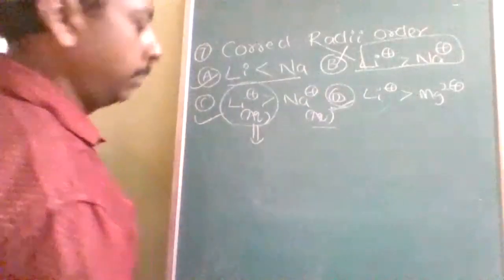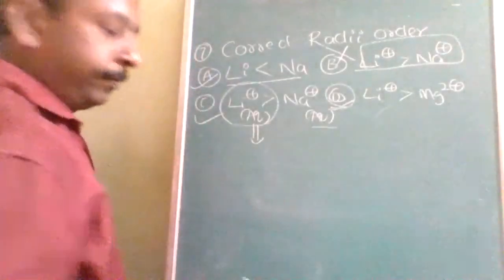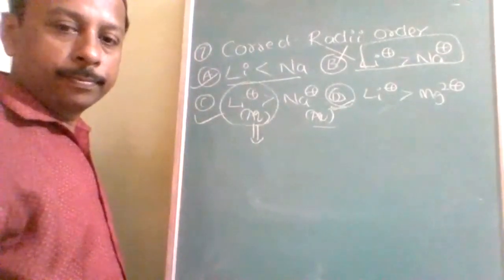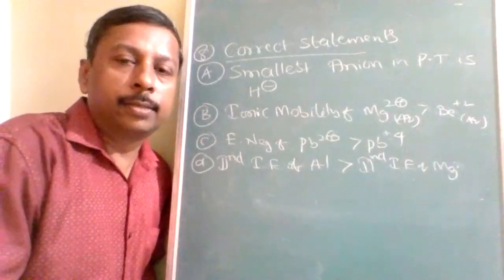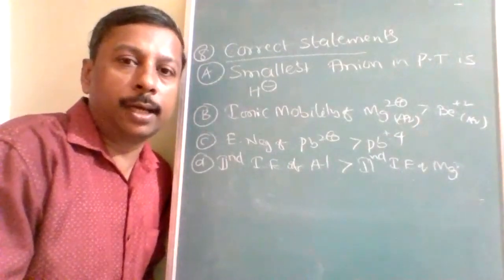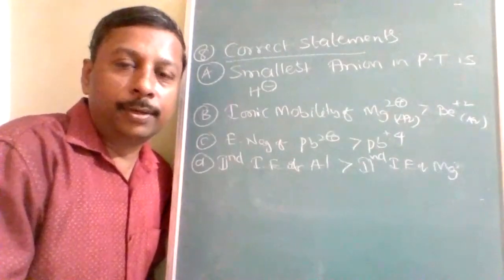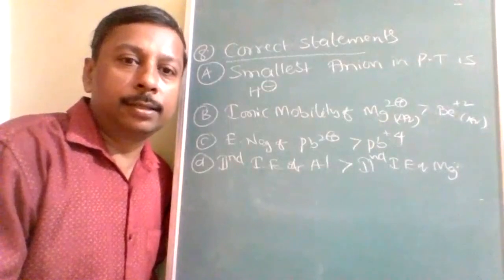So answer is what? A, C, D. Okay, next question: correct statement. Smallest anion in the periodic table. Okay, smallest anion in the periodic table is H minus.